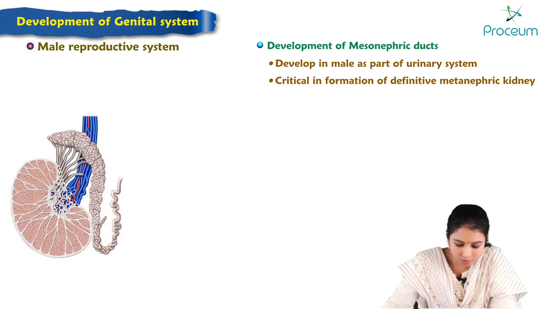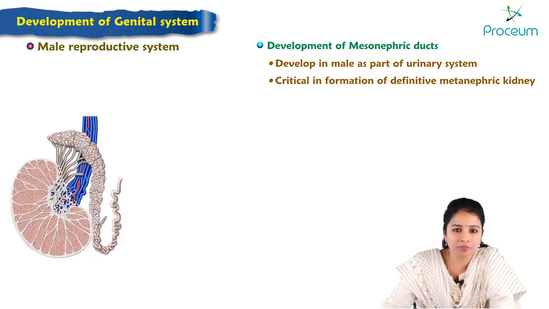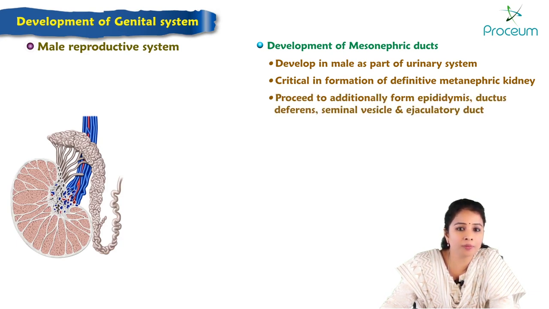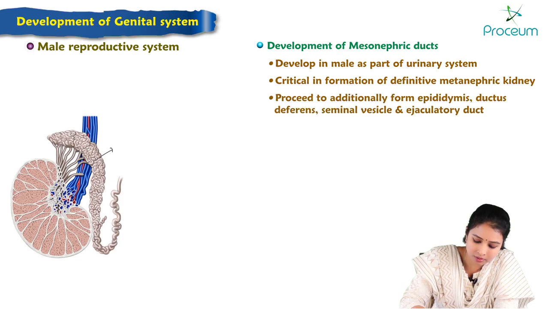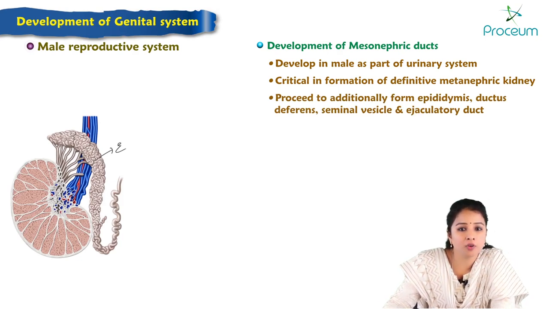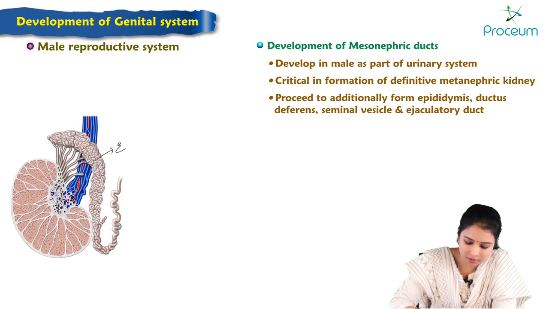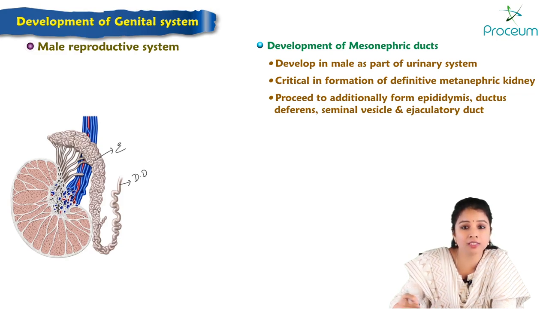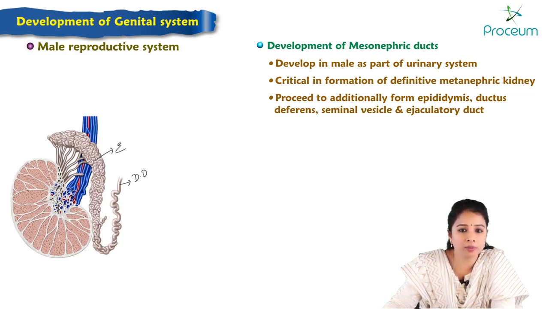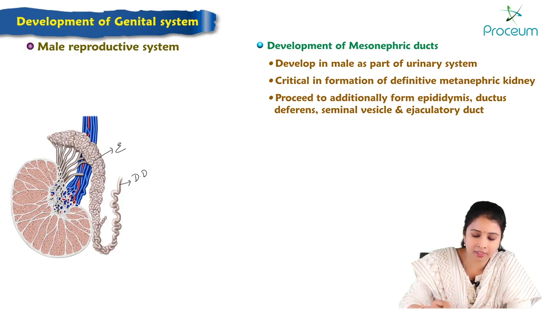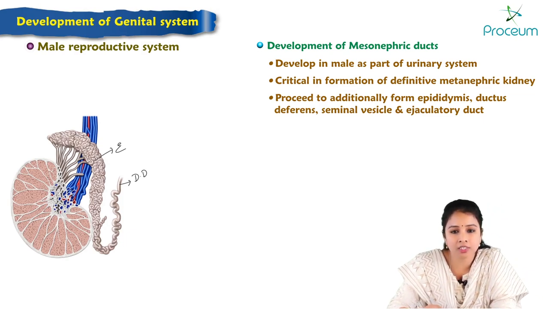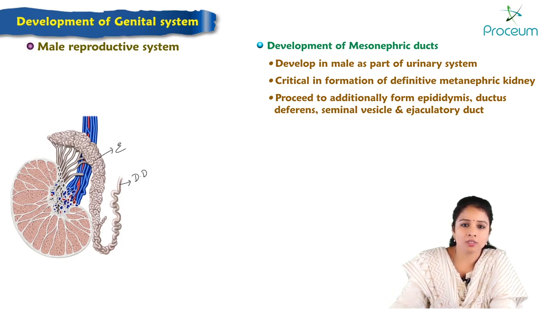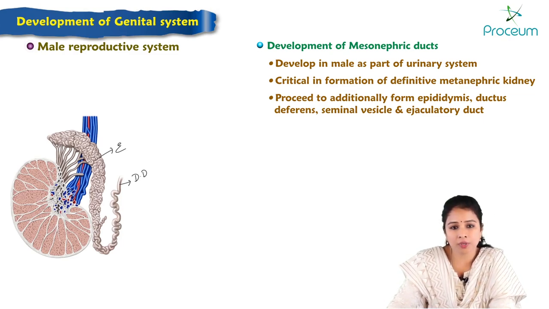Here is the image showing partial derivatives of mesonephric ducts. Mesonephric ducts, we said, proceed to form the epididymis. So, this is the epididymis. It forms the ductus deferens. This is the ductus deferens or vas deferens. And it forms the seminal vesicle and ejaculatory ducts, which are present near the opening of the mesonephric ducts into the urethra, that is, the prostatic part of the urethra.